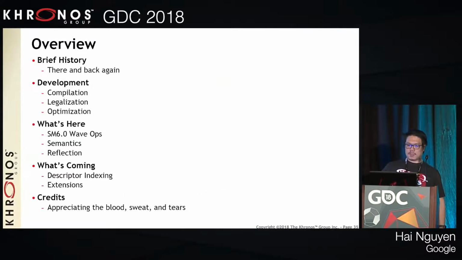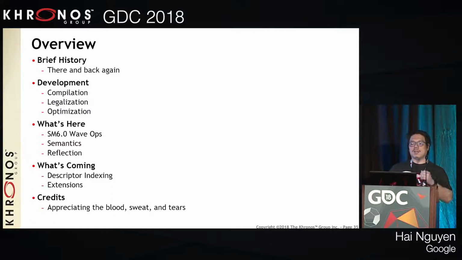Okay. So here's an overview of what we're going to chat about. The first is just a brief history of how DXC got started. David covered a lot of this in his talk already, so I won't go into excruciating detail. The next part is how we broke down the development process into compilation, legalization, and optimizations. They just happen to coincide with how the build process takes place.